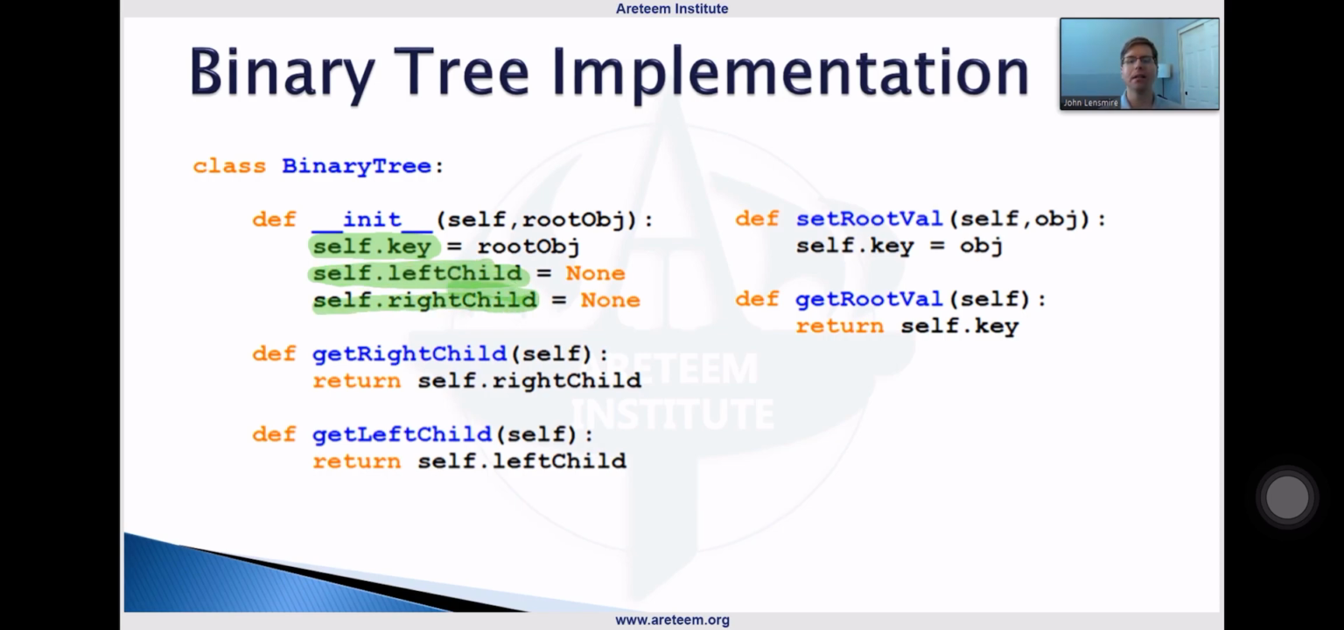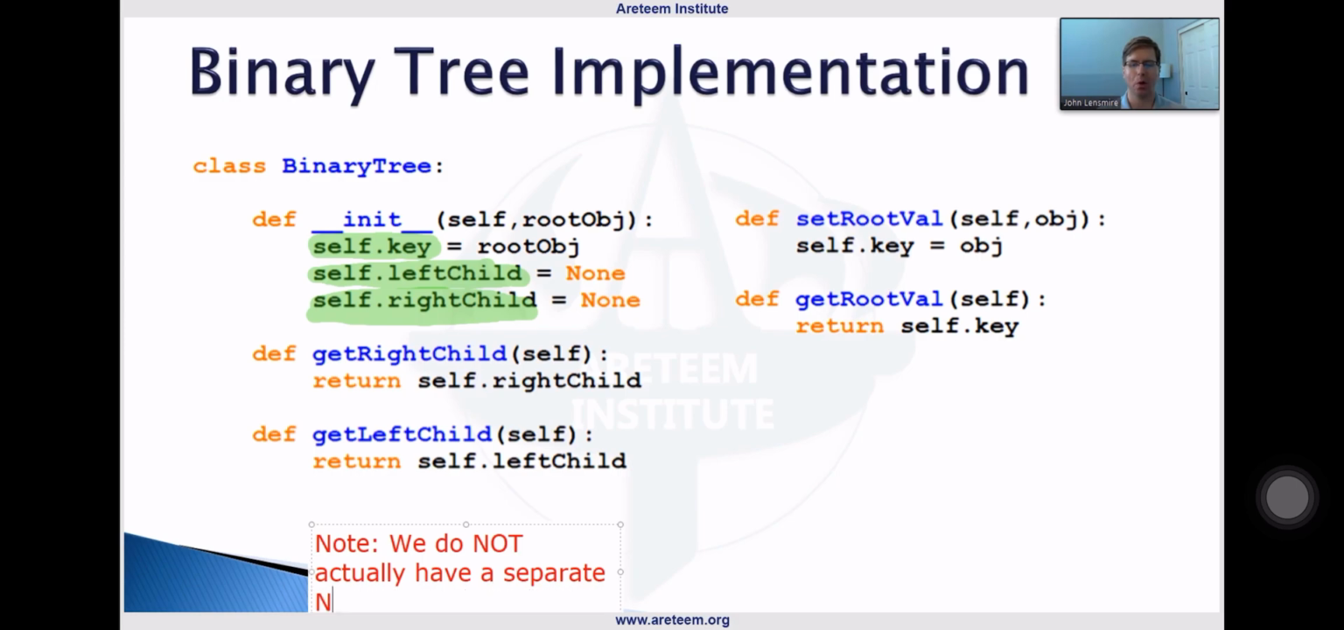Now, one of the things I want to mention here: you might have thought we would have a node class that we would use here or something like that. Note that we do not actually have a separate node class here. It's all recursive subtrees, in a sense. So there's no extra node class.